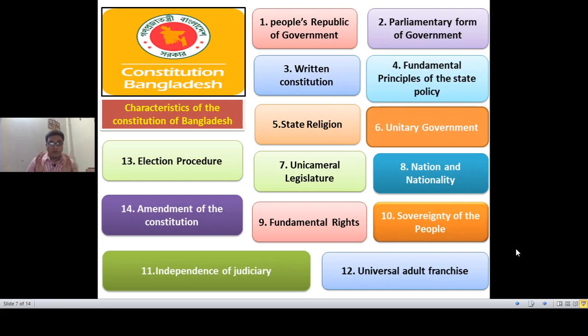So that's all about the characteristics of our constitution, and this topic is highly important for creative questions. So you have to give much attention on this topic.